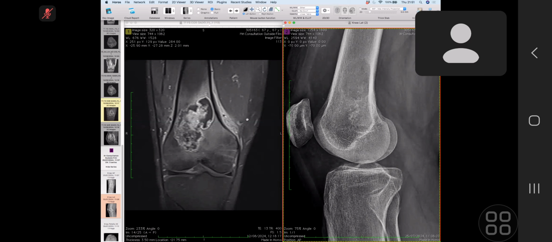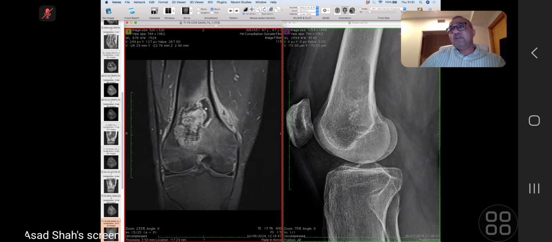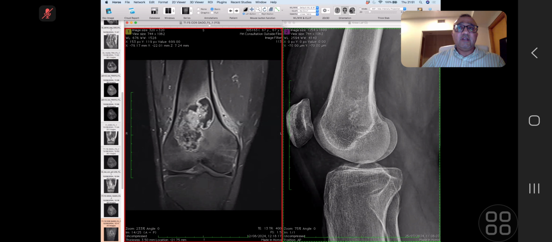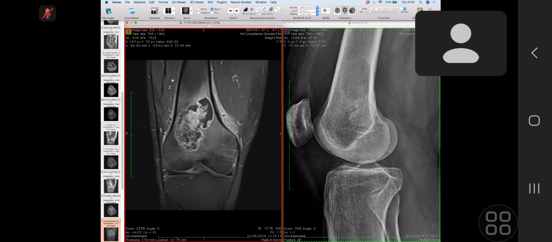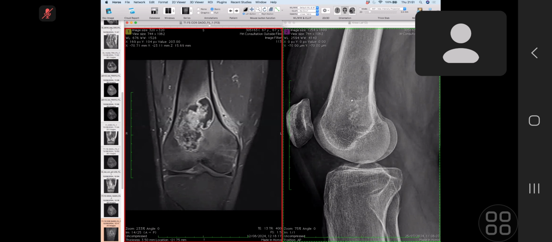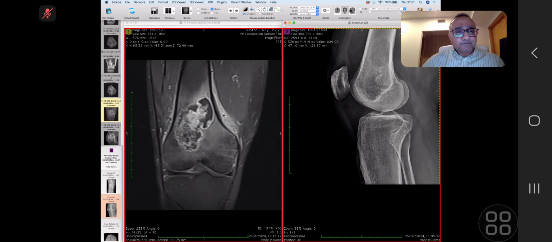Obviously, with the history of cancer, you always think about metastases. But when you look at this, periostitis is there, which again makes you think of a high-grade chondral lesion, because normally enchondromas won't have necrosis or periosteal reaction. So this is most likely a primary chondrosarcoma. Any questions?